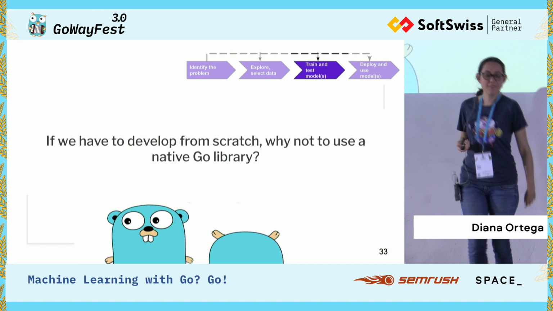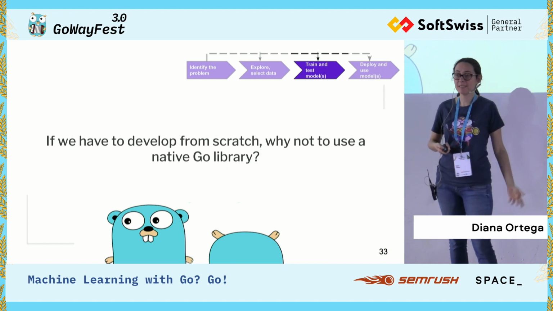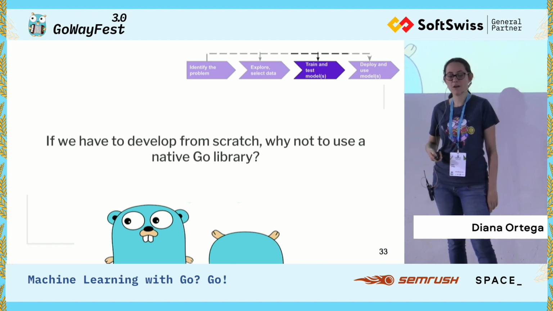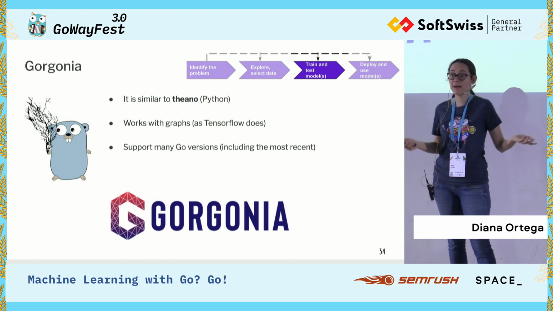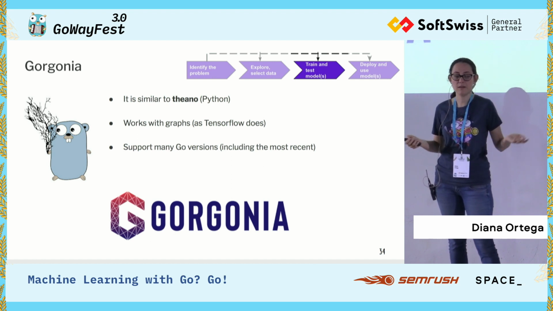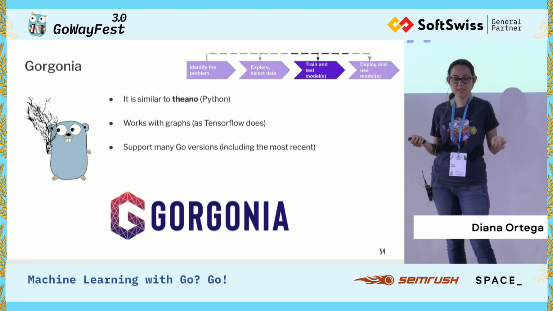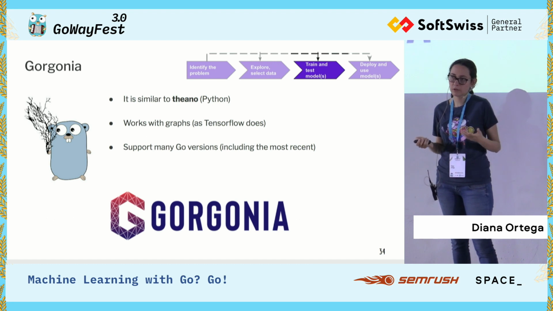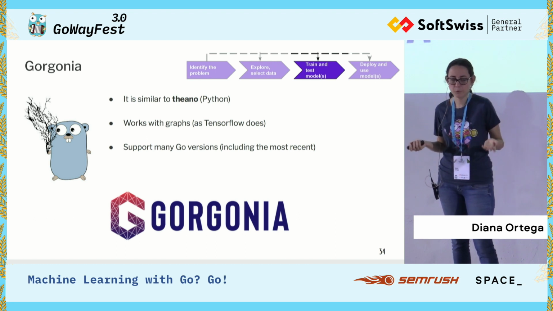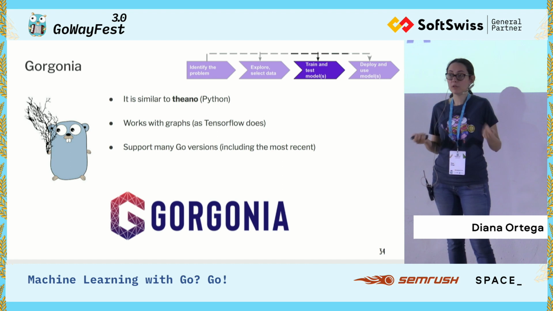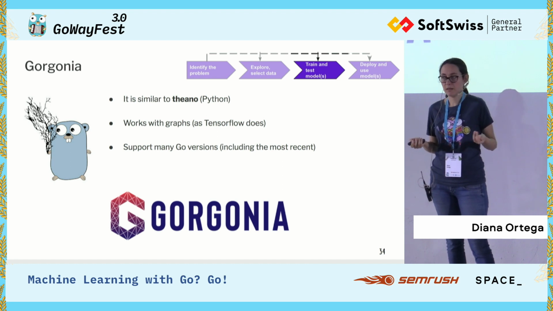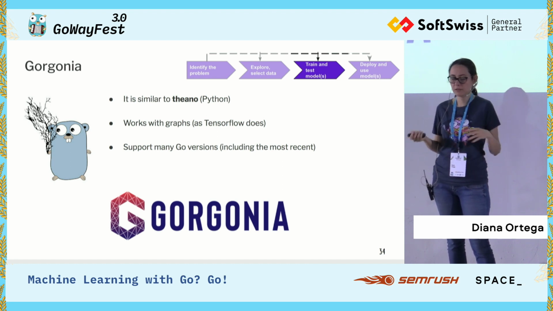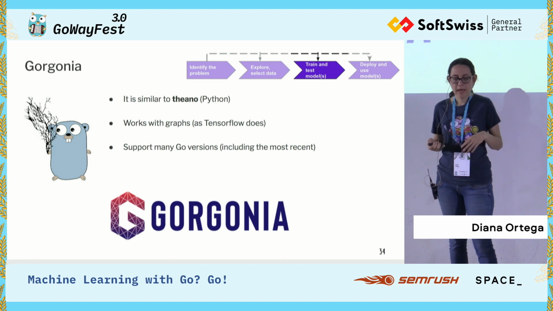If I have to develop from scratch, why not use a native Go library? Well, we have a very good library for doing machine learning that is Gorgonia. It's similar to Theano in Python for those that use it. It works with graphs like TensorFlow. I can create tensors and graphs and all of this stuff, and it supports many Go versions. So let's give it a try.